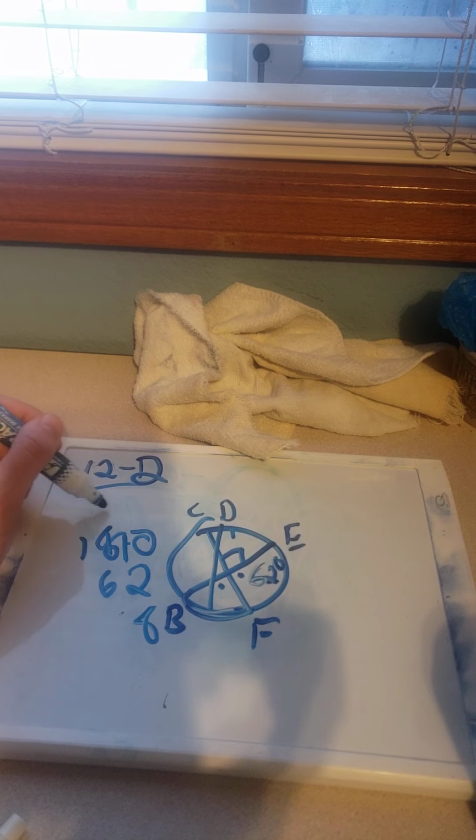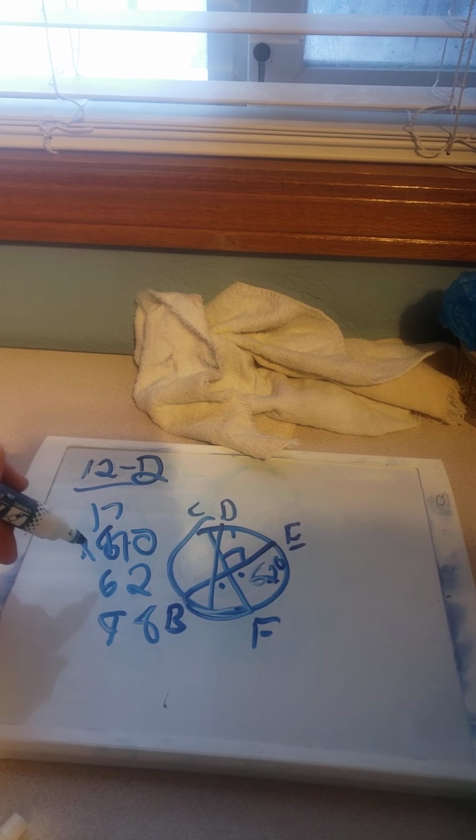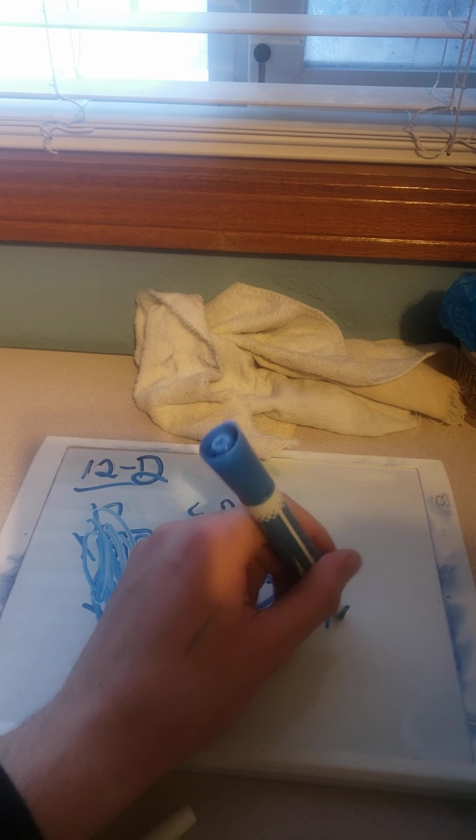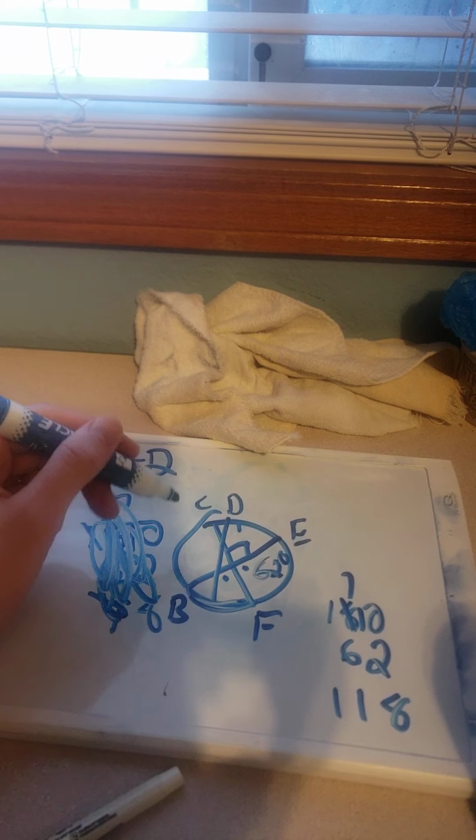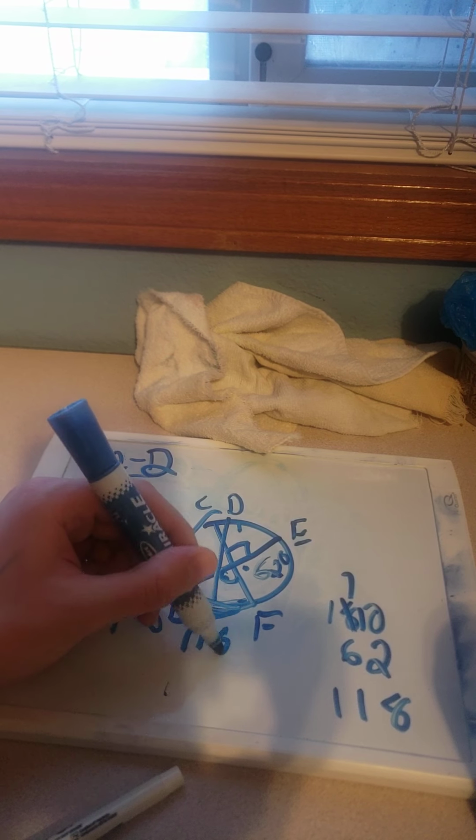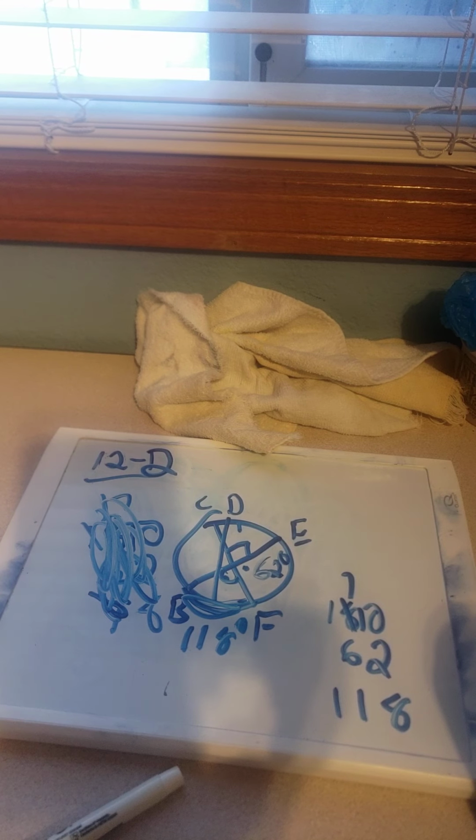And then we got 98. So the answer to this one should not be 98. I did my math wrong. But anyway, if we subtract 62 from 180, you can see the coronavirus has gotten to my brain, we get 118. So this arc BF is going to be 118 degrees. Okay, so that's 12.2.